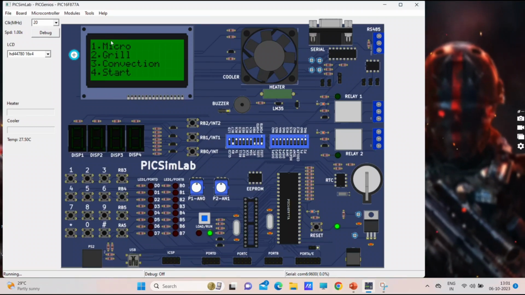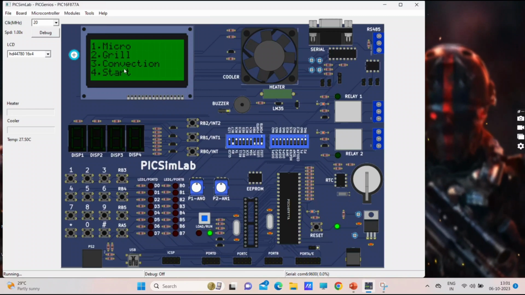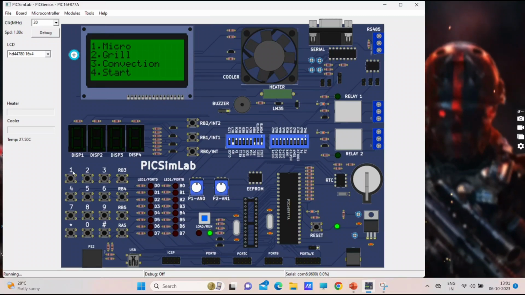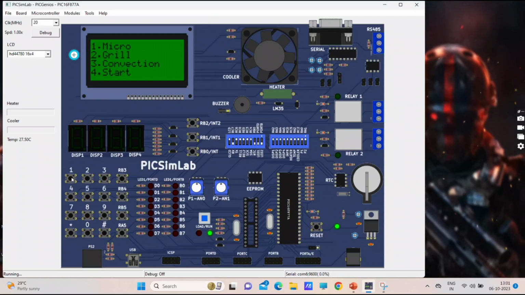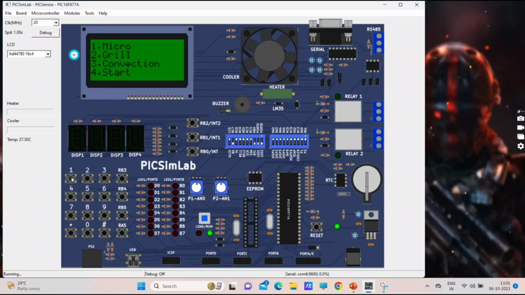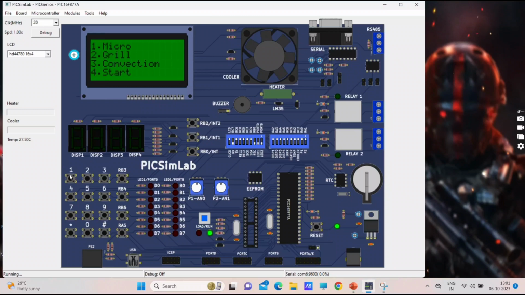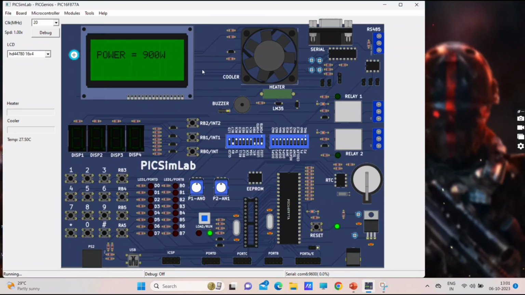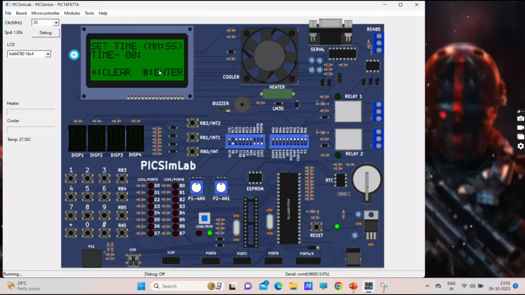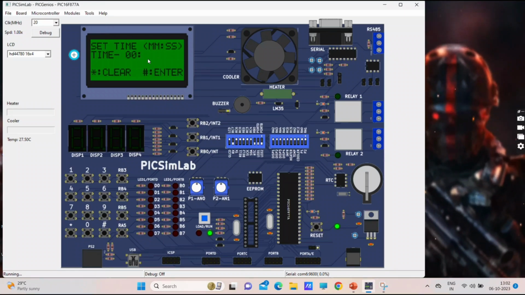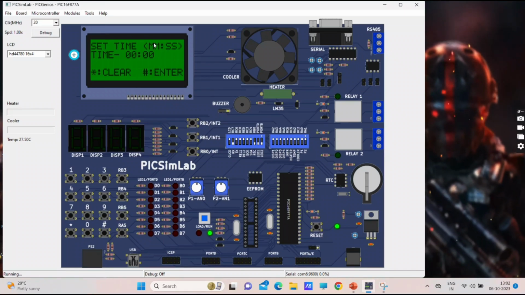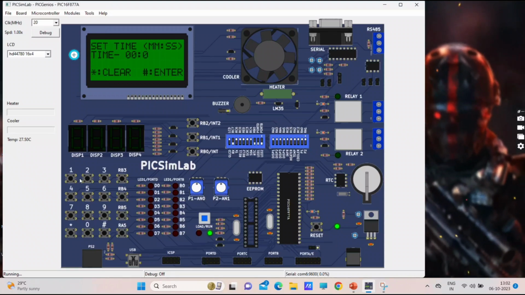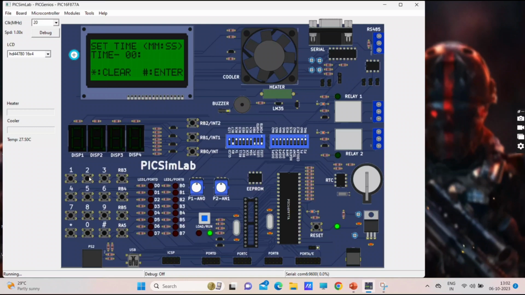By pressing matrix keypad switch 1, it shows a power equal to 900 watts, and the set time screen pops up, which has the number of minutes as well as the number of seconds. You can enter the minutes and seconds as you wish, and you can use the star button to clear it as well.